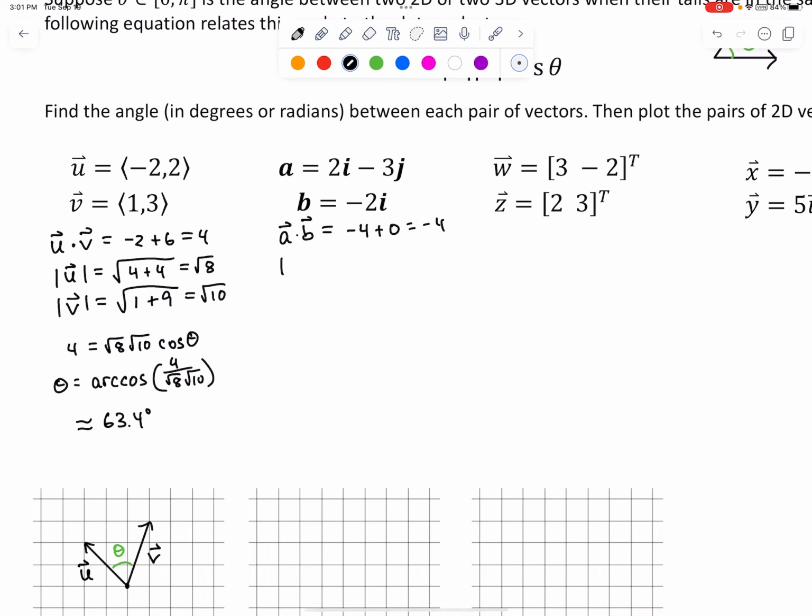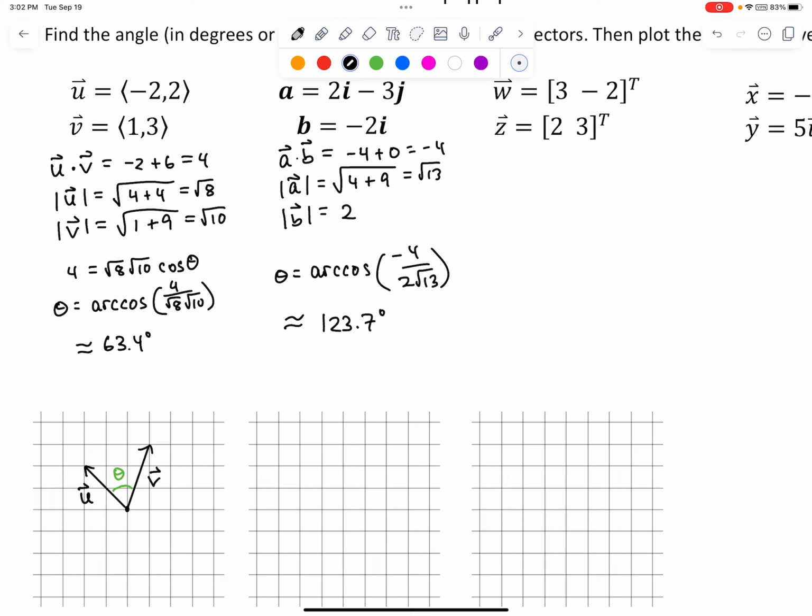Now the magnitude of a is the square root of, square the 2, square the negative 3, add together, radical 13. And the magnitude of vector b is going to be 2, because b is just 2 units to the left. Therefore, in this case, theta will wind up being the arc cosine of negative 4 over 2 rad 13, which is about 123.7 degrees.